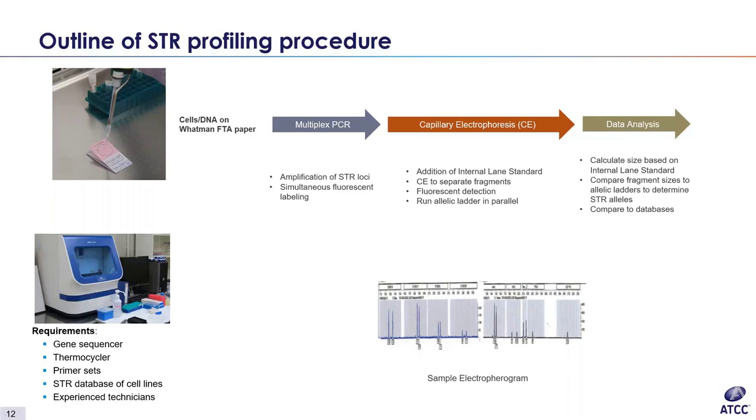We then perform the data analysis and compare the result to either a database or to a reference profile. The general requirements for the assay for running are a gene sequencer, a thermocycler, primers to the various loci, an STR database of cell lines, and most important of all, really, skilled technicians. It cannot be understated how important it is that you have someone who is adept at reading electropherograms analyzing your data.